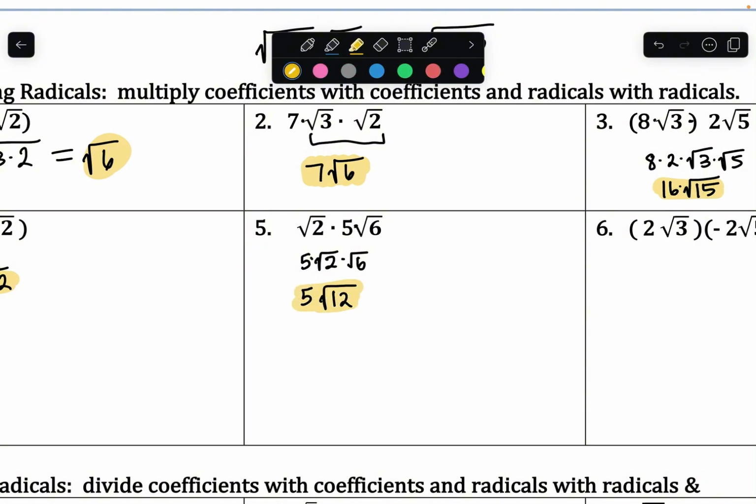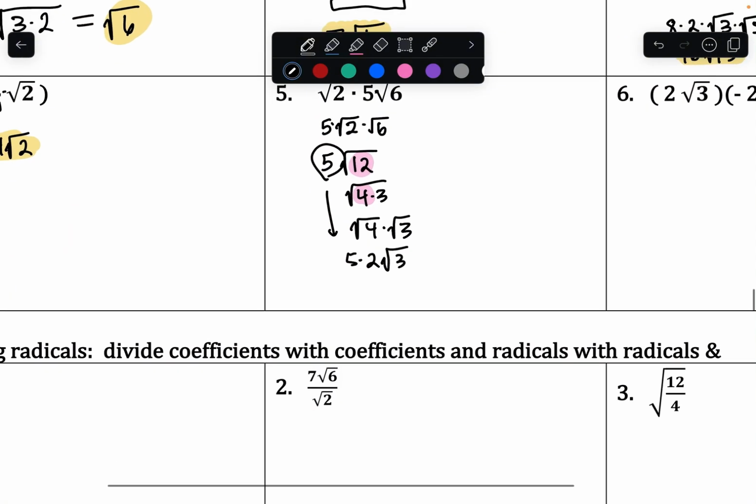Okay, and I just highlighted that, but that's actually not our final answer. We can simplify this 12. 12 is the same thing as 4 times 3, which is a perfect square factor, which means we have square root of 4 times square root of 3, which is 2 square roots of 3. Bring back the 5, and so my final answer would be 10 square roots of 3.